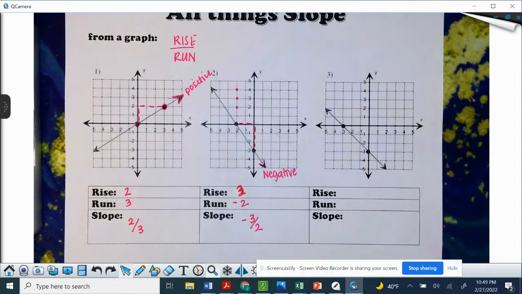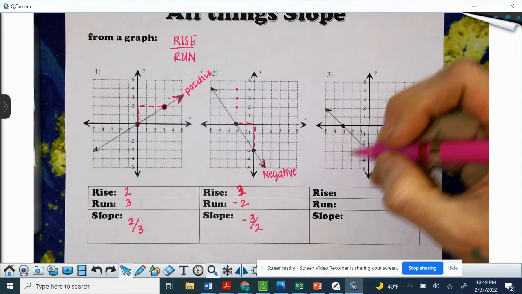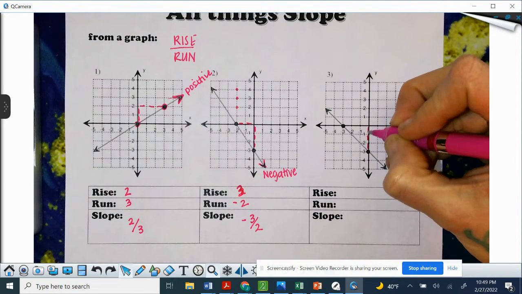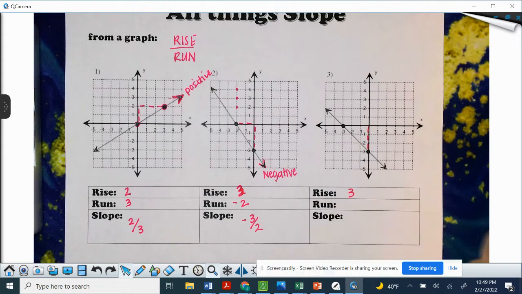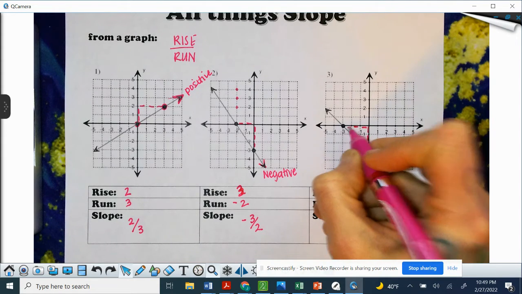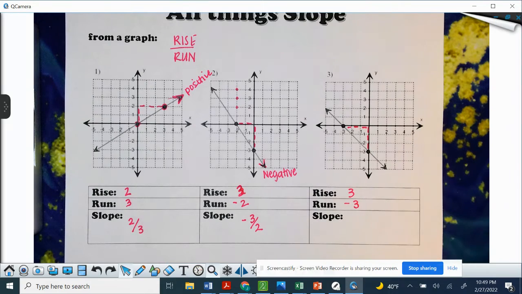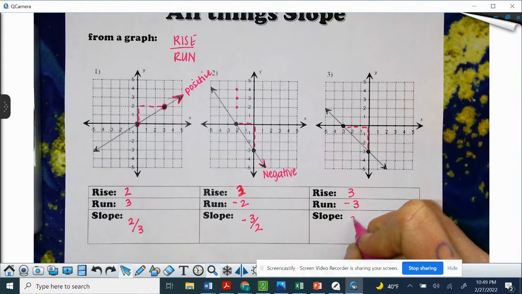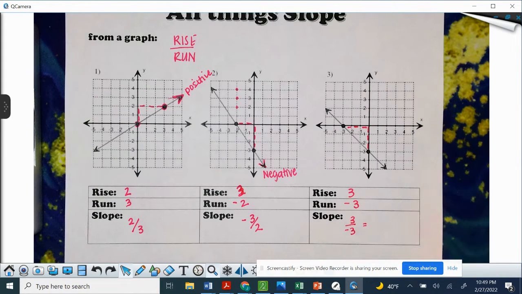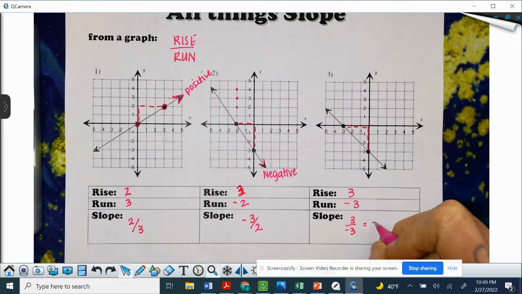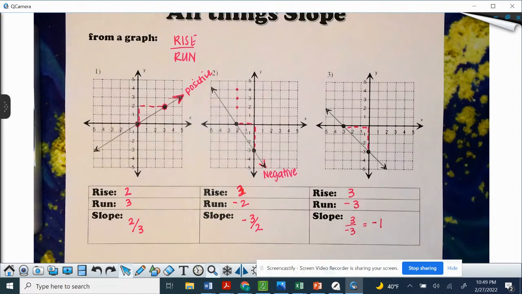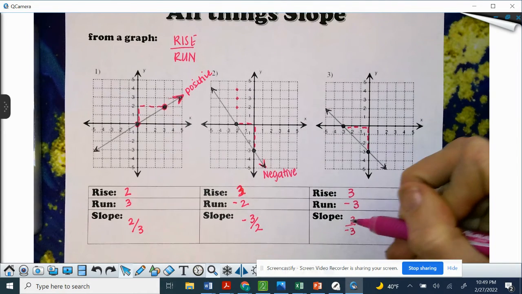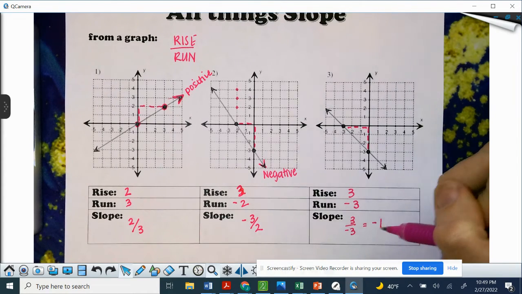All right, the next one, pause it if you're feeling froggy, try. So we can go from here. So our rise is 3, and then we're going to run to the left 3, so that's negative 3. So the slope is rise over run, but 3 over 3 can be reduced into a negative 1 slope because 3 divided by 3 is 1. So you'll never see this slope written negative 3 over 3 or 3 over negative 3, but you'll see it written as a 1-to-1 slope.